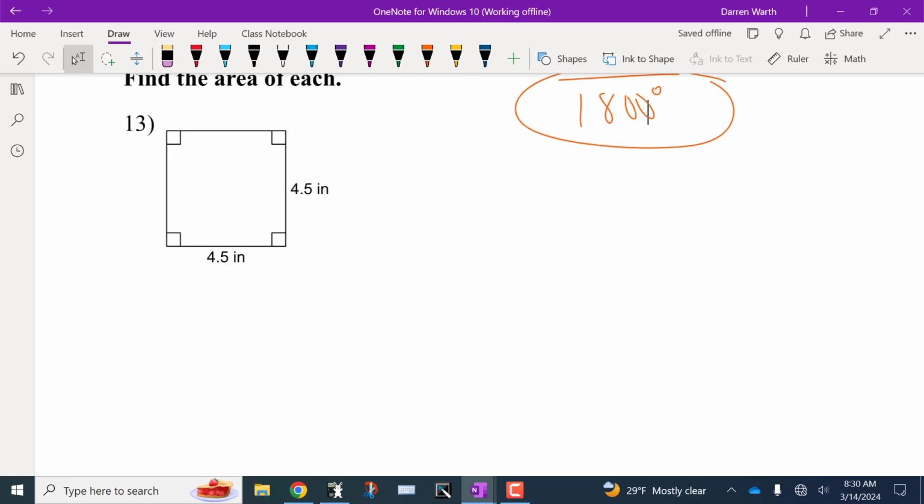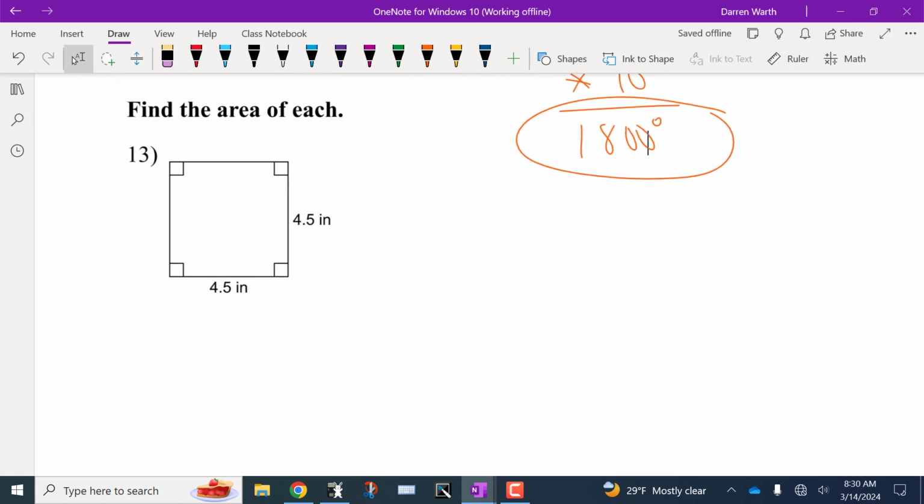So now on number 13, the directions just say find the area. Remember, whenever you're looking at a square, we know that the area of a square, its formula is equal to side times side, or in other words, length times width. In other words, its area is going to be side squared. So I'm just going to go ahead and take my side, which happens to be 4.5, put it into my formula.